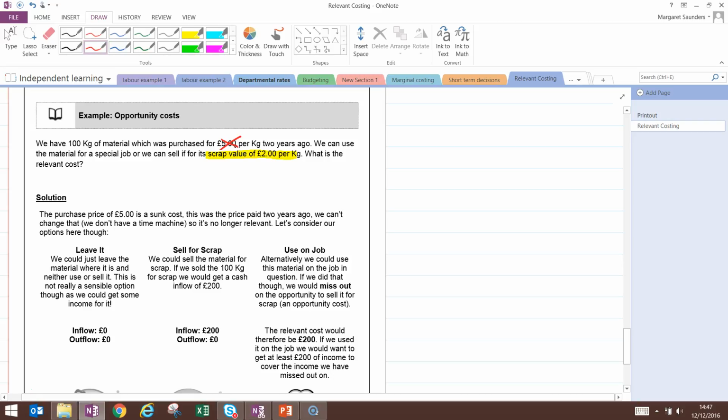So we're left with just the scrap value of £2 per kilo. So the relevant cost of this material, 100 kilos at £2 a kilo, which is £200.